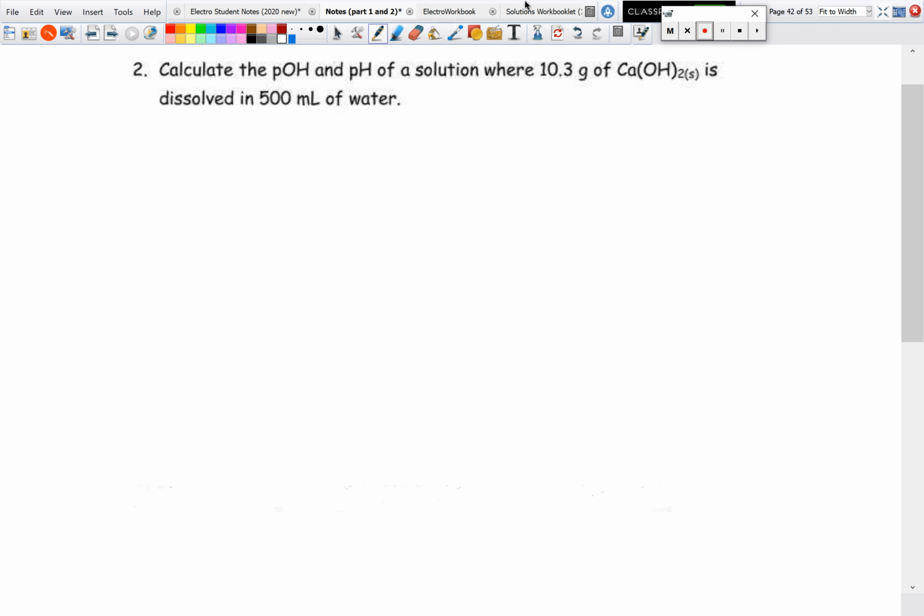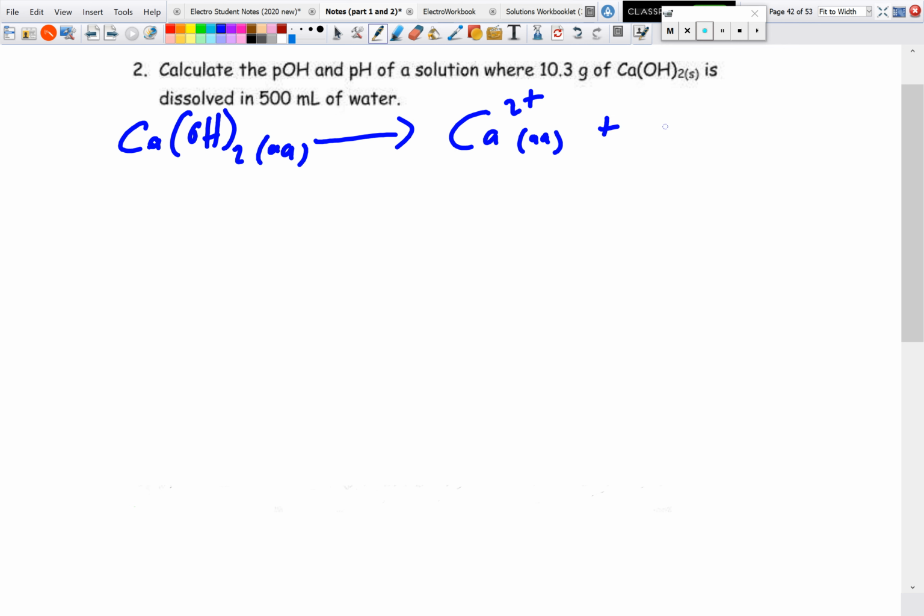Just like before, we're going to start off with writing out the dissociation equation because we have calcium hydroxide. So we got Ca(OH)2. It's aqueous. It's going to dissociate into the calcium ion and the hydroxide ion.